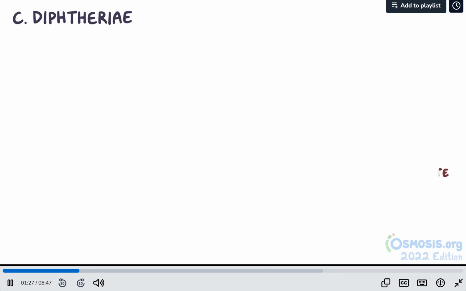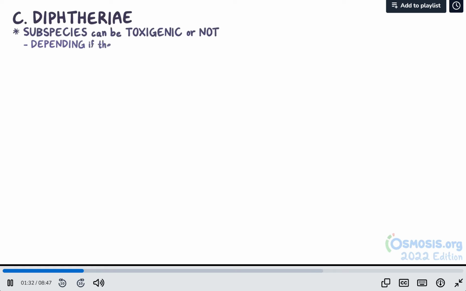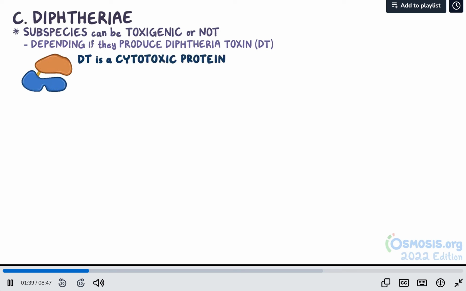Alright, any of the C. diphtheriae subspecies can be either toxigenic or not, depending on whether or not they produce the diphtheria toxin, or DT for short. DT is a cytotoxic protein, where cytotoxic means it causes damage to host cells.